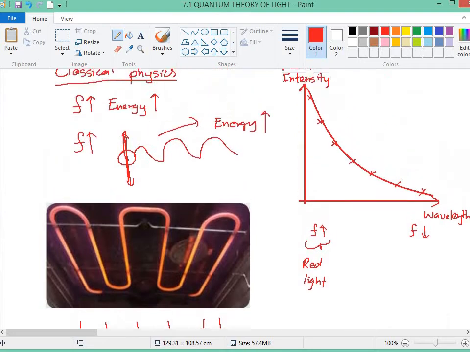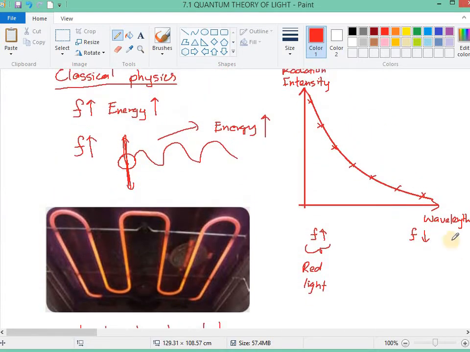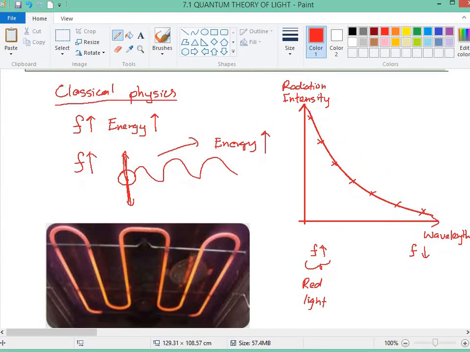So from this part, this graph looks correct. The shorter wavelength means higher frequency, then the radiation intensity will be higher. That means electromagnetic radiation with higher frequency will release more energy. So it looks logical, it looks correct.